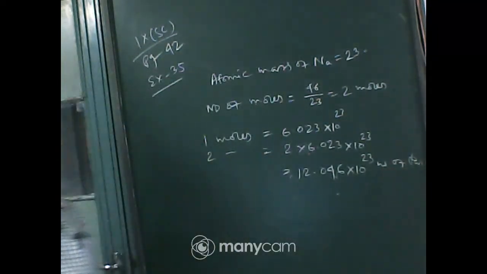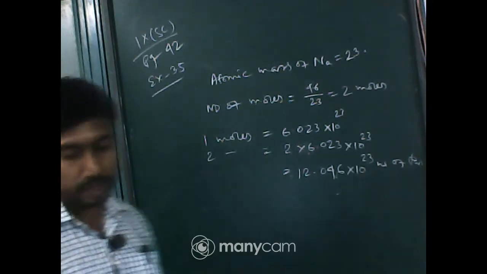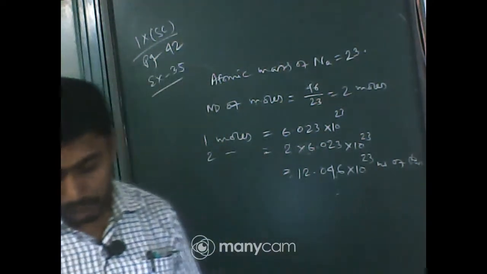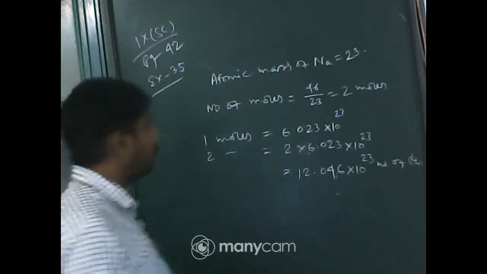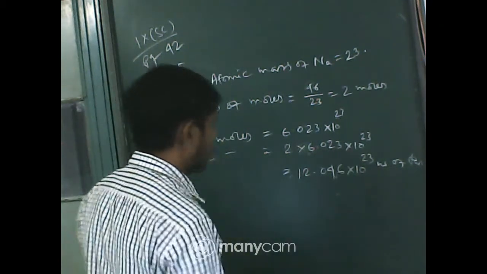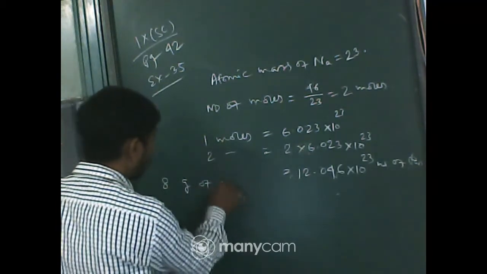First one. Yes, 2 into Avogadro's number. You can also represent in that manner. Next one, 8 gram of oxygen molecule. Okay, so 8 gram of O2 molecule.